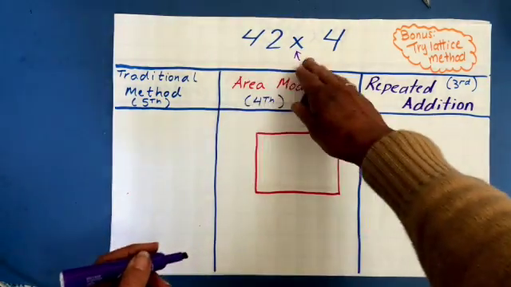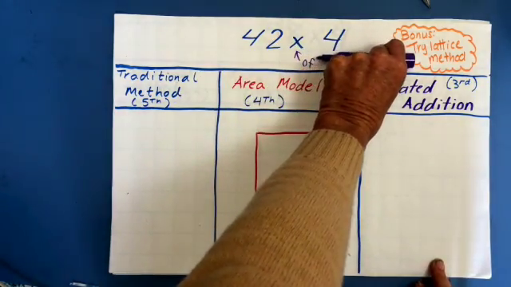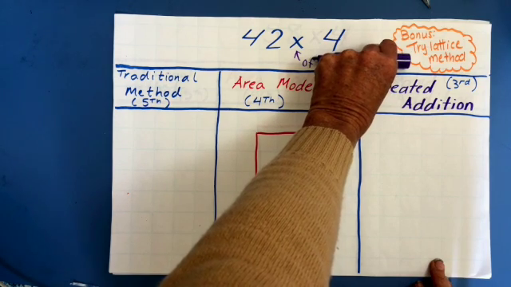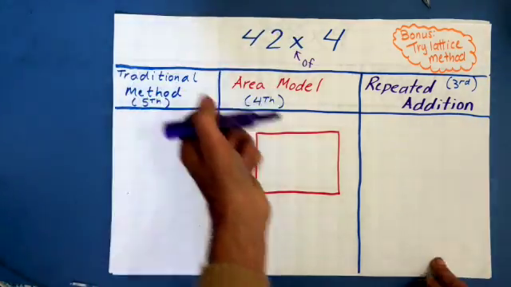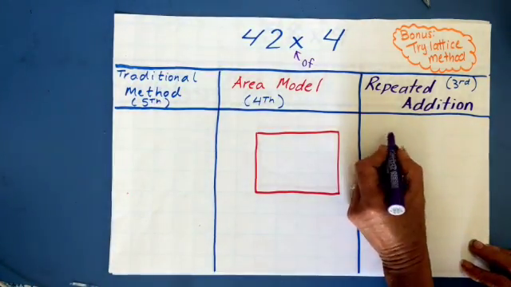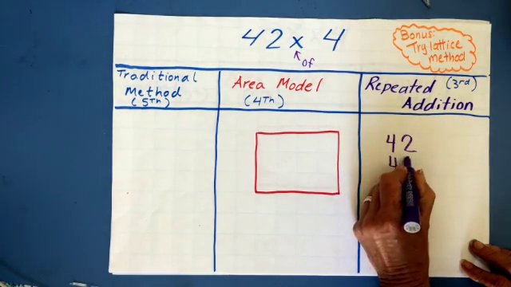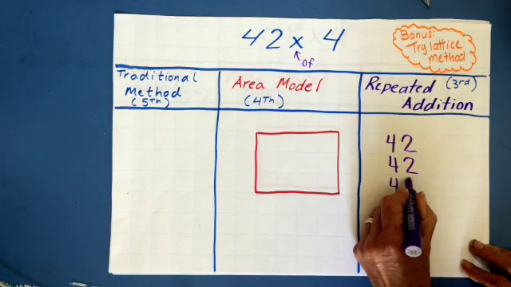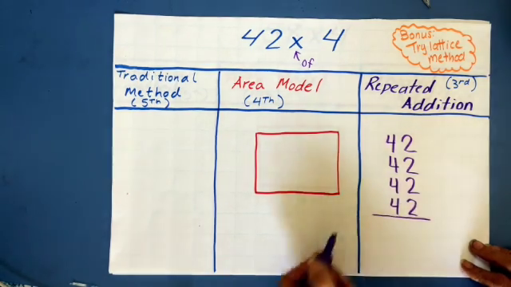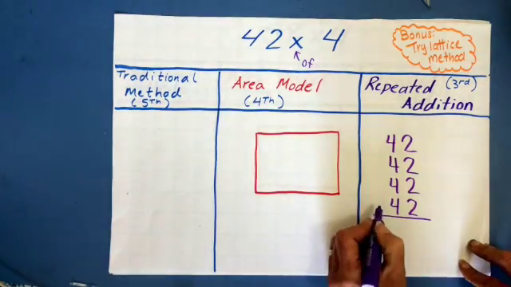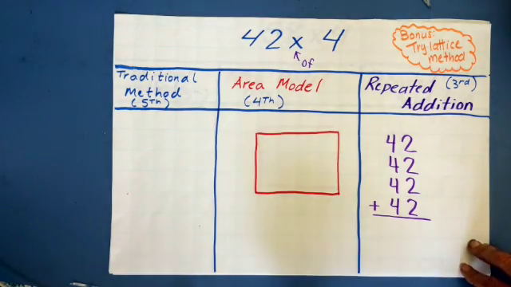Now, we could do 42 groups of 4, but that would take us too long. So I'm going to try backwards. Because of the commutative property of multiplication, I know this could be 4 groups of 42. So I'm going to do 4 groups of 42. So 1, 2, 3, 4 groups. So I've got 4 groups of 42, and I'm just going to add those because we learned that multiplication can also be seen as repeated addition.